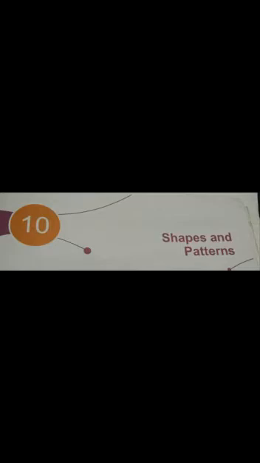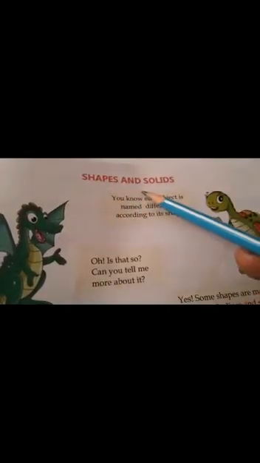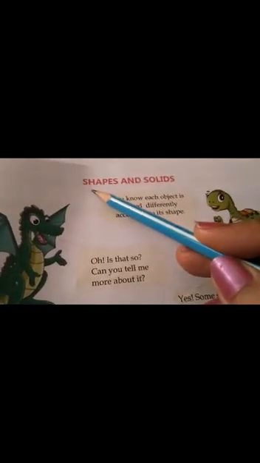Lesson number 10, Shapes and Patterns. So let's continue with shapes and solids. I had explained according to the shapes. Now the plane figures I had told you about are rectangle, square, circle, triangle. There is one more figure, oval. Okay, so now let's see rectangle.